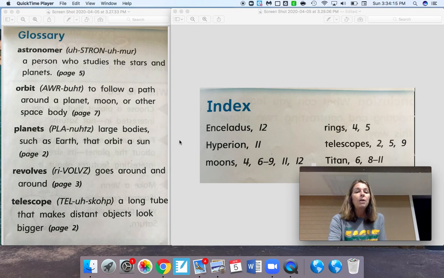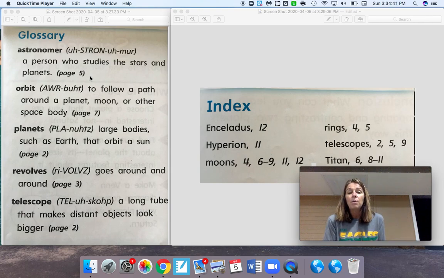So hopefully you were noticing some things like, first of all, the way to say the word. Astronomer. 4 syllables, and this is how the word sounds. It also provides us with a definition. A person who studies the stars and planets. And then it also gives us the page number. So you could find that word on page 5.